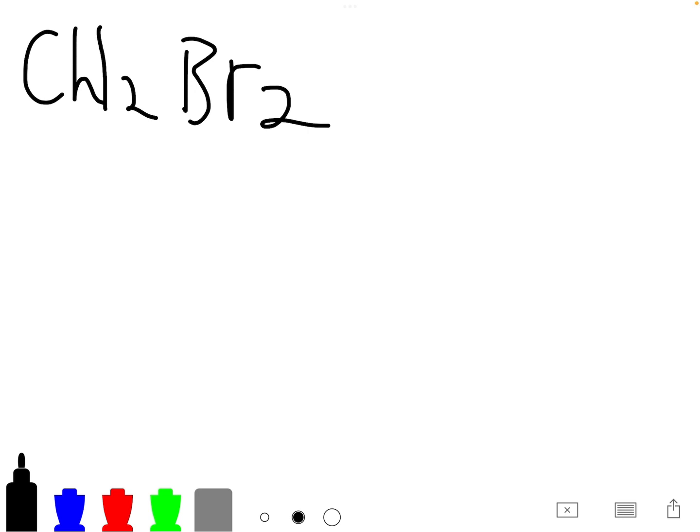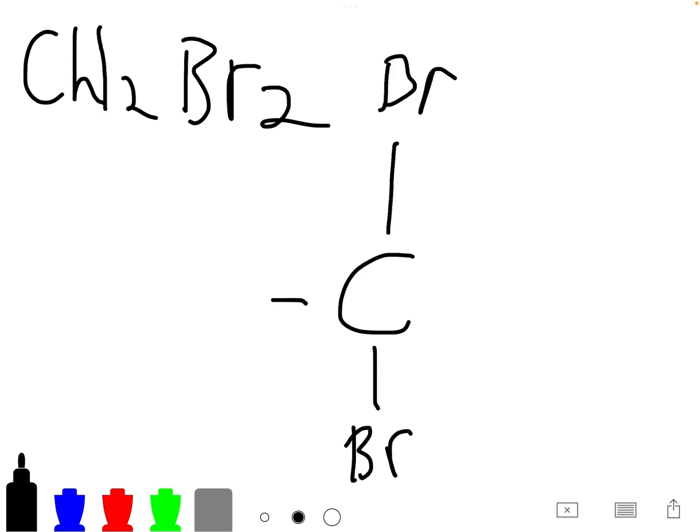Okay, the geometry for that will be tetrahedral, I think, because then you will have, yeah, it's tetrahedral, so you'll have your carbon in the middle. You'll have here the bromine, here the bromine, here the hydrogen, and here the hydrogen. So that is the tetrahedral shape.